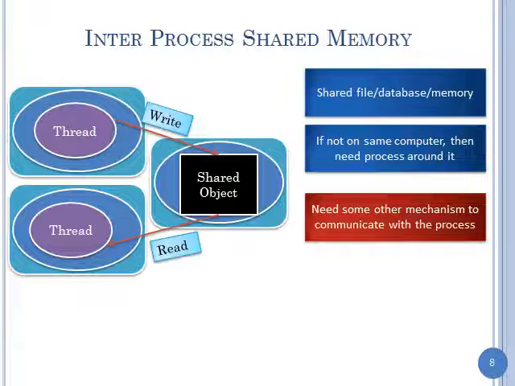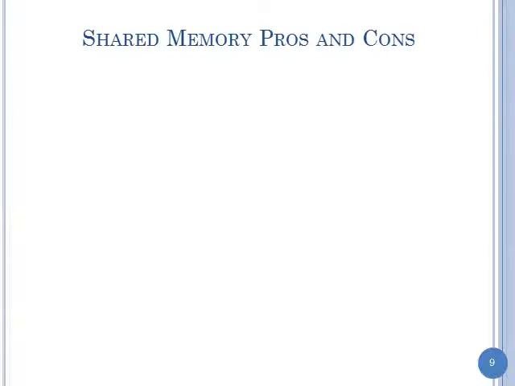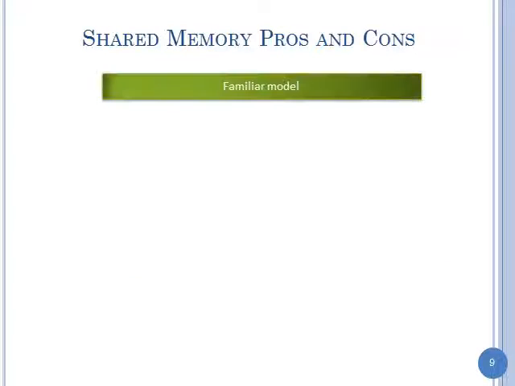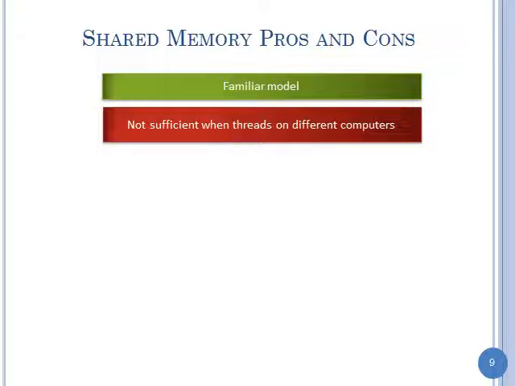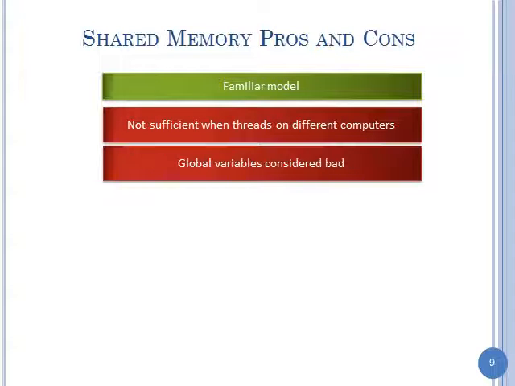So you need some other mechanism to communicate with the process, and like I said, it could be your network messages. Okay. So, shared memory pros and cons: familiar model. Okay, that's a big deal. I mean, by the way, there's been a big war between shared memory and non-shared memory, and this is a familiar model. Not quite sufficient when threads are on different computers unless you do something else.